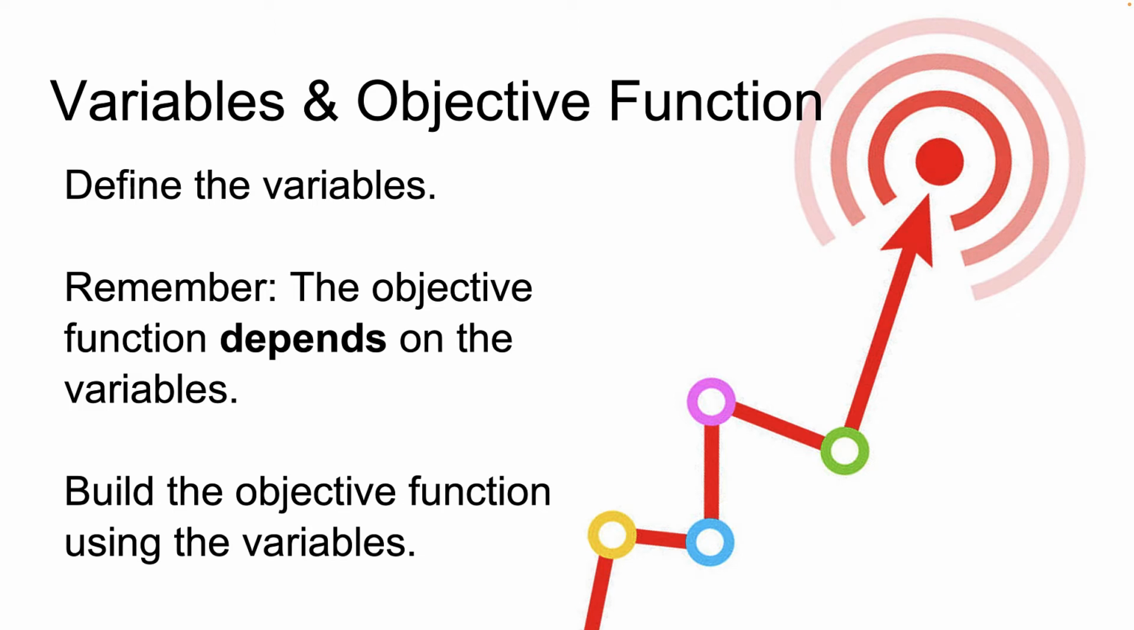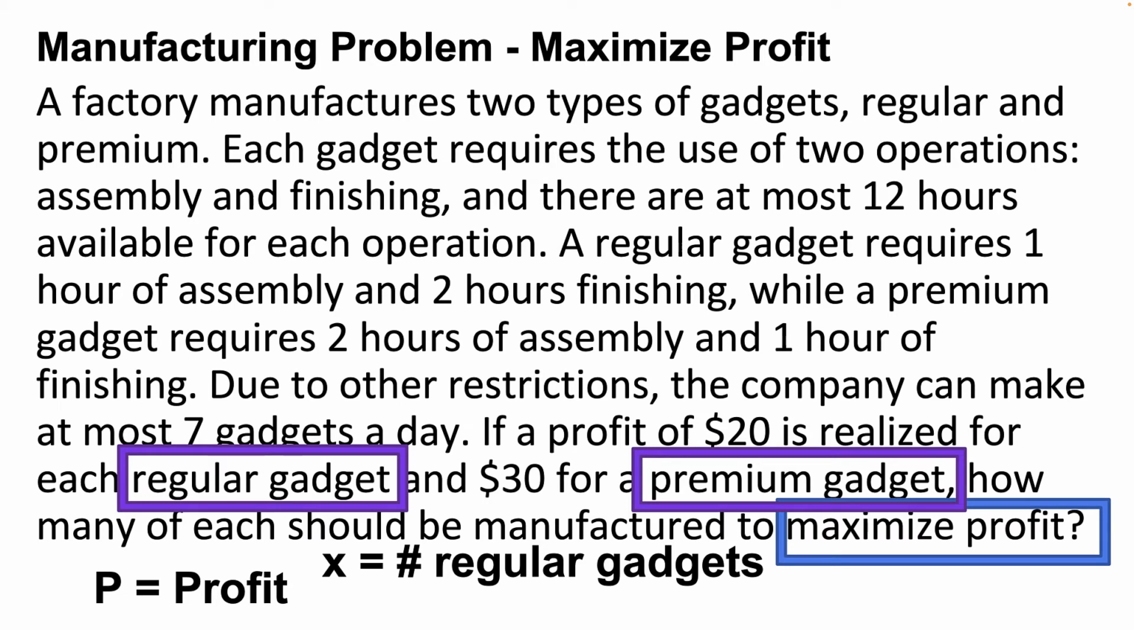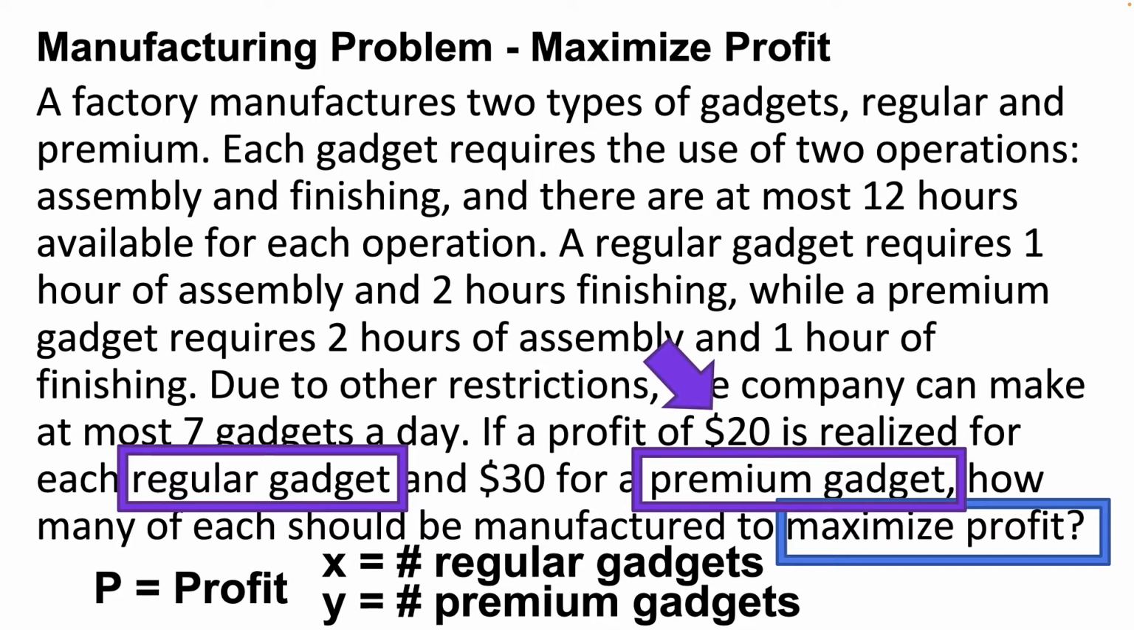Once again, let's go back to our problem statement and look for more specific information that relates the variables and the objective function. We know our objective is to maximize profit, so let's just use P to represent profit. That will be measured in dollars. Let's use X to represent the number of regular gadgets sold and Y to represent the number of premium gadgets sold. Let's also take specific note of how these variables are related to the profit function. In the last sentence, it tells us that a profit of $20 is realized for each regular gadget and $30 is realized for each premium gadget.